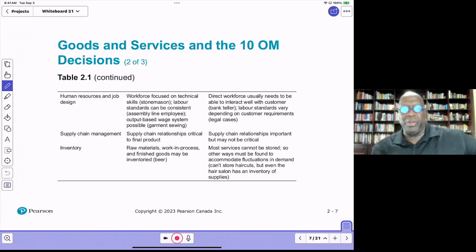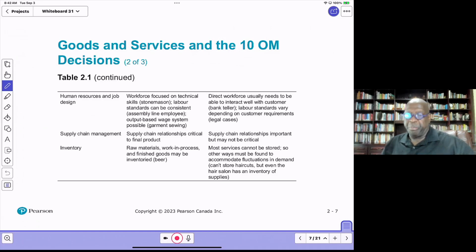So we could go through the rest of those and see how these 10 decision areas of OM are tweaked, whether we're talking about a service or a product. You could see in the case of human resources that when creating a product, there might be an emphasis on certain types of technical skills, but in a service environment, that people-to-people connection is extremely critical. And so one needs to be able to understand customers, interact with them, sense their needs, and then adapt your service delivery to suit that.